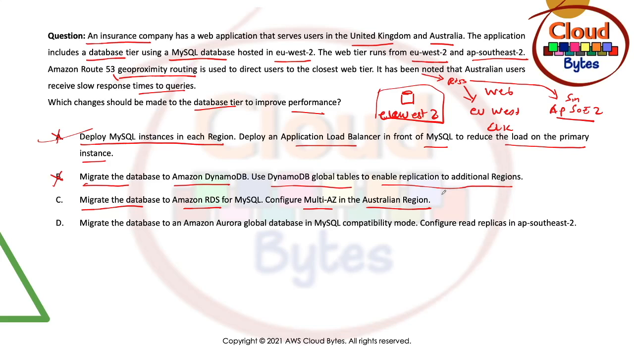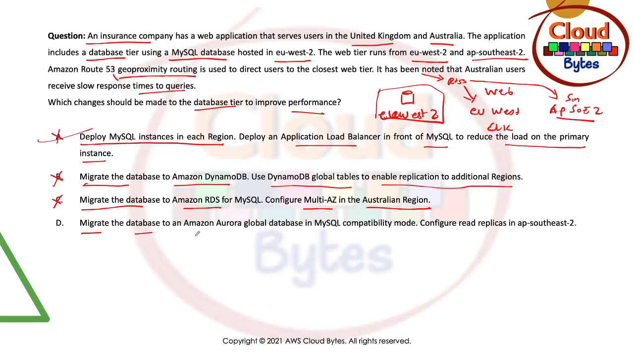The database is located in EU West 2, which is UK. If the database is migrated to Australia, then there will be similar issues on the UK side. Multi-AZ does not assist in improving the query performance. So this is wrong.